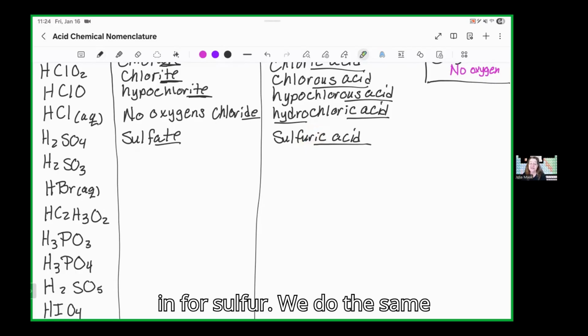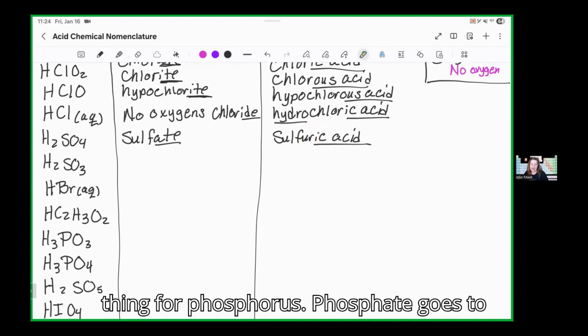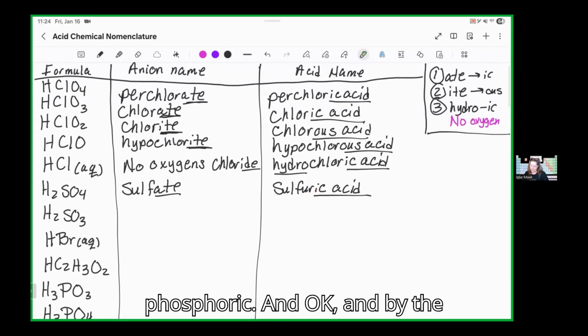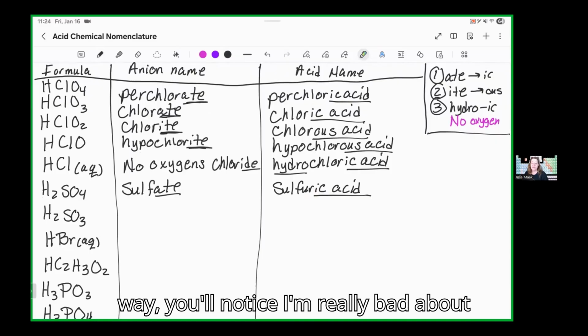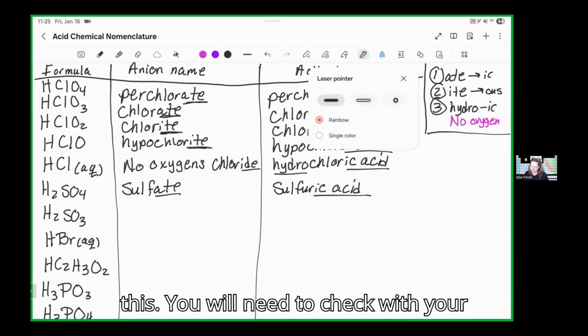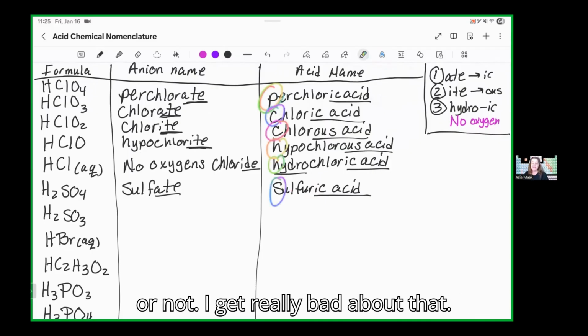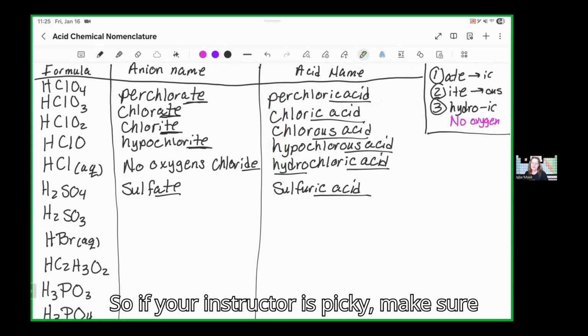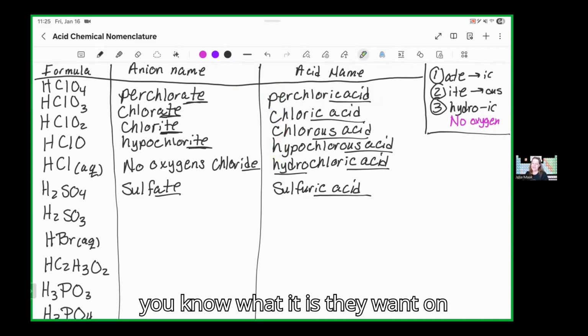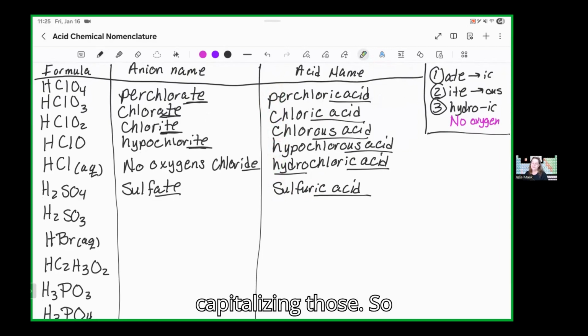For sulfur, we do the same thing for phosphorus. Phosphate goes to phosphoric. Okay, and by the way, you'll notice I'm really bad about this. You will need to check with your instructor on how picky they are about whether you're capitalizing the beginning or not. I get really bad about that. So if your instructor's picky, make sure you know what it is they want on capitalizing those.